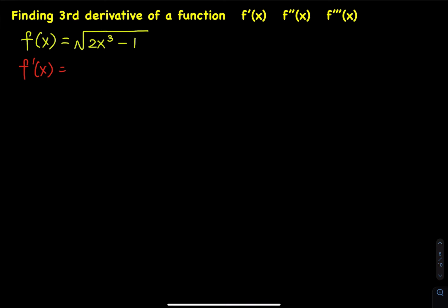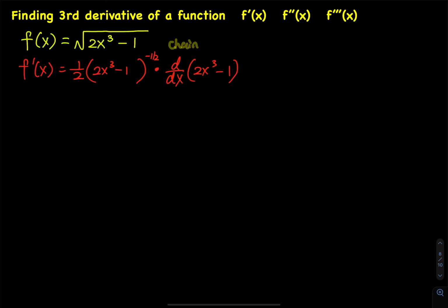root is a 1/2 power, so we bring the 1/2 down, and then the radicand raised to negative 1/2 power, and then since we have a function inside the square root, we use the chain rule to take the derivative of the radicand. So the derivative of the radicand, 2x to the third minus 1, and then this parenthesis is also 2x to the third minus 1. And then this is using chain rule.